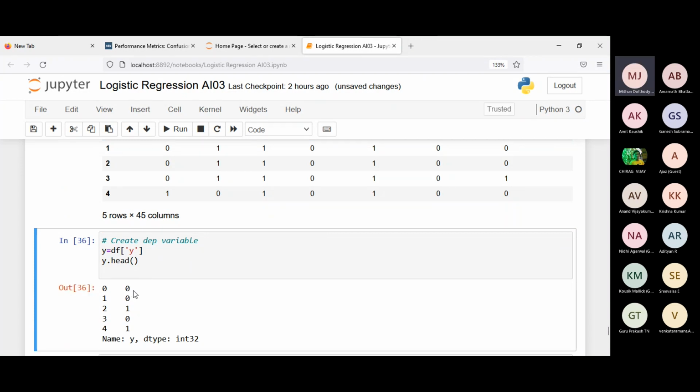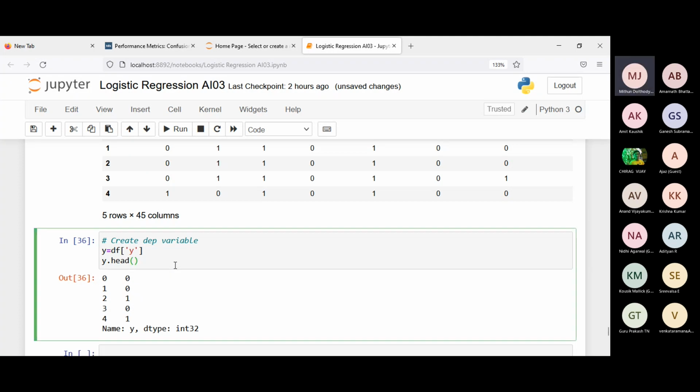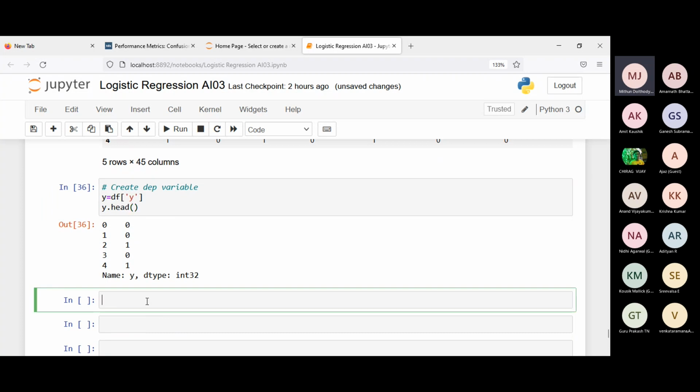The first two rows, if I recall, are non-churners, so they are coded as 0. Third case is a churner, fourth is a non-churner, fifth is a churner. So this is just a preview we are generating. Our dependent variable is ready and our independent variable is ready. Here I will just say end of data pre-processing. We were just doing data pre-processing and nothing else.